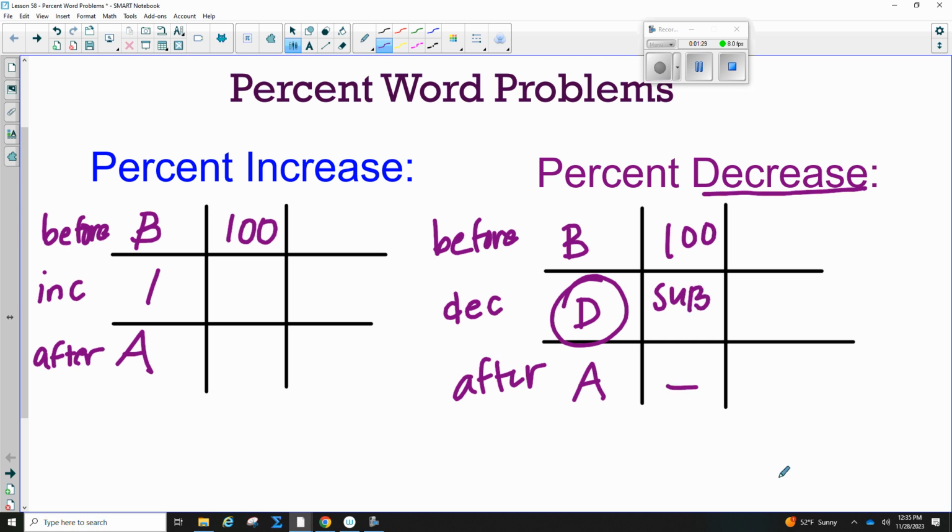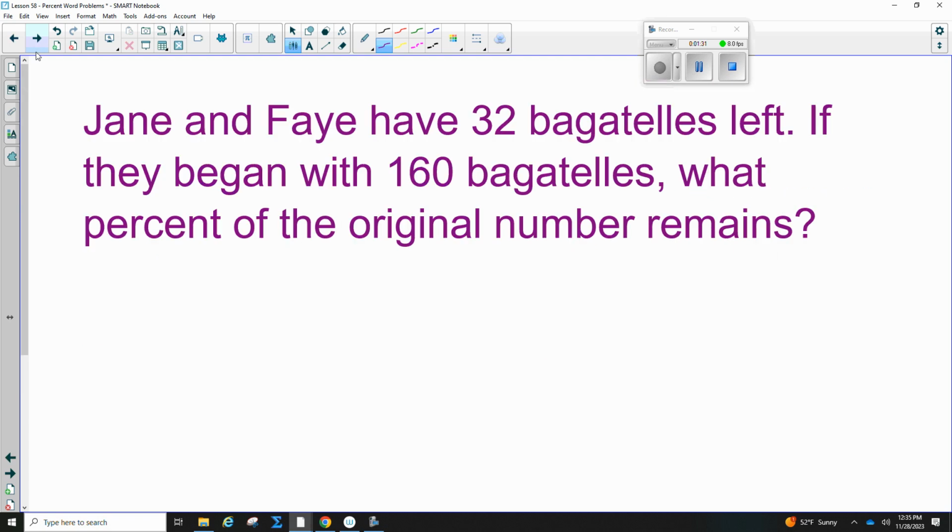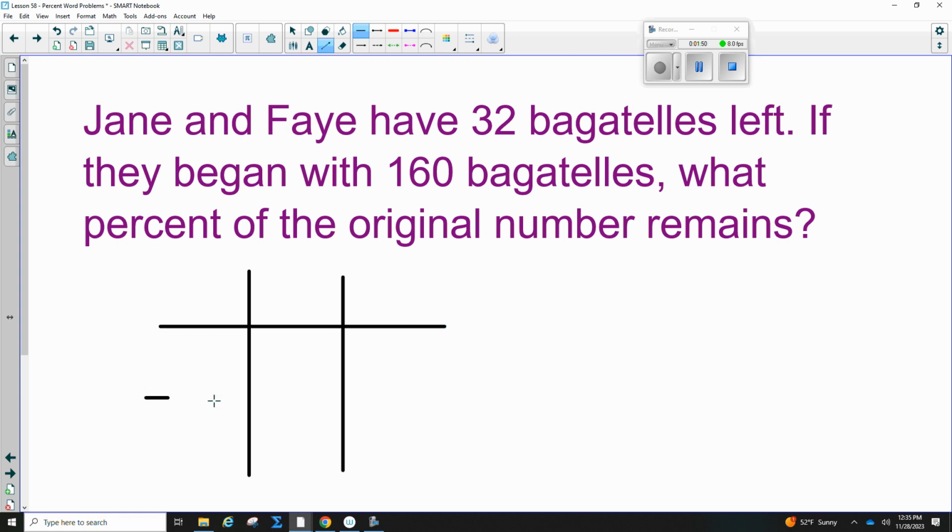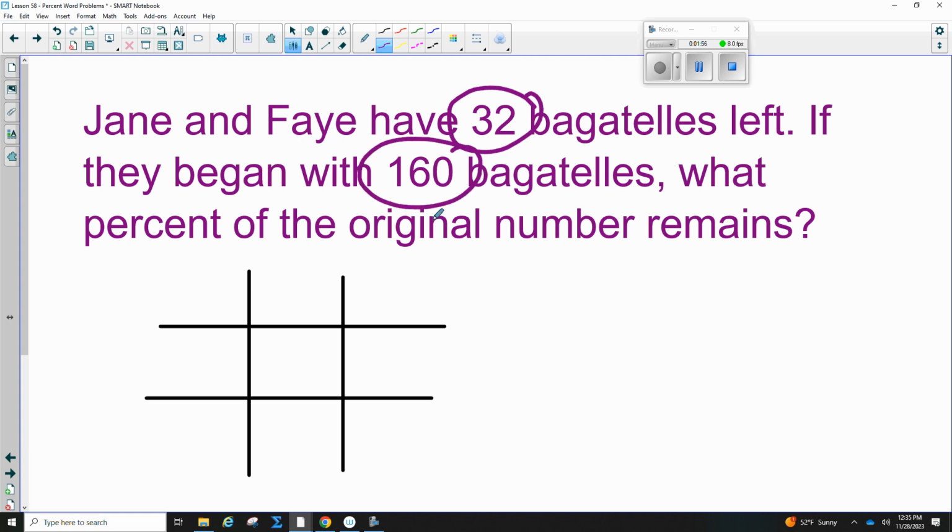All right, let's practice a couple. Jane and Faye have 32 bagatelles left. If they began with 160 bagatelles, what percent of the original number remains? So is this an increase or a decrease? Yes. So read carefully. They have 32 and they began with 160. So here's their current situation. Here's what they had before. So they're decreasing.